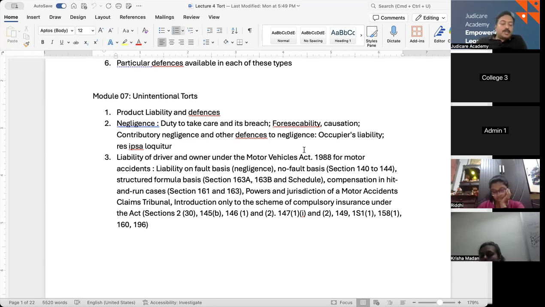So a famous case law is Blyth versus Birmingham Waterworks Company, 1856. The court held that the defendant was not liable for damage caused by an unusual occurrence that could not have been foreseen, establishing expectations for standard care.